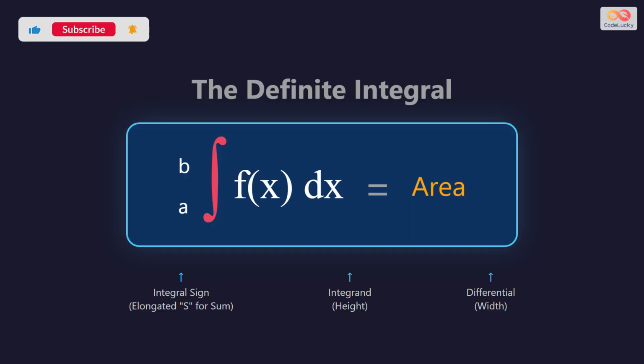Mathematicians developed a special notation for this infinite limit, the definite integral. The symbol itself is an elongated S, standing for sum. It tells us to sum up all the infinitesimally thin rectangles of height f of x and width dx from point A to point B. This gives us the exact area.